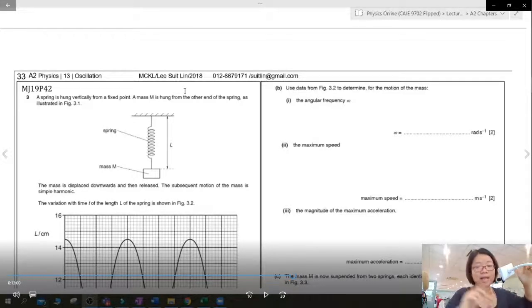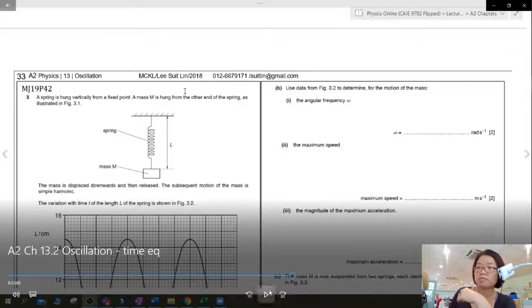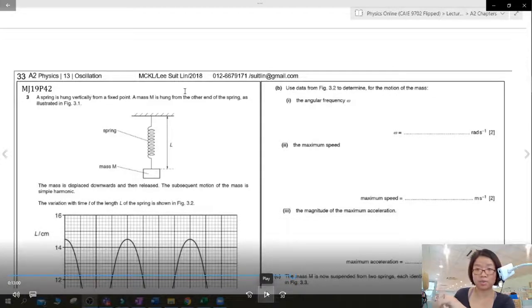We are looking at time-dependent oscillation equation and relationships, and I'll start our discussion with page 33. This question is from June 19 Paper 42. As you can see, this is the same spring mass system that we discussed in our lecture. Please watch the lecture if you have not yet watched.